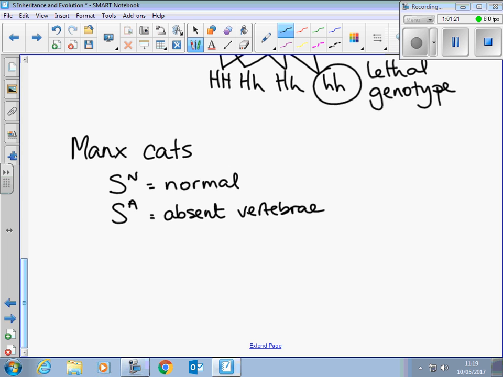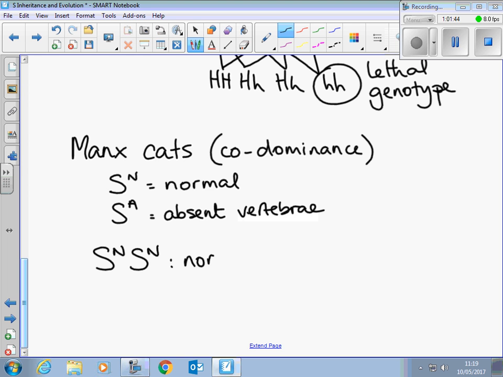All right, the last few that make up the tail. But this is a codominance lethal alleles thing. And so your options are that you can have a normal combination where you've got SN, SN. All right, so you get your normal tail. So, you could cross two Manx cats and actually get one with a normal tail.